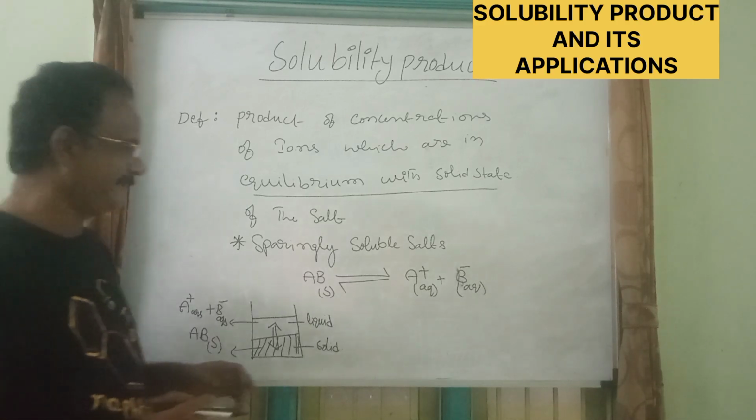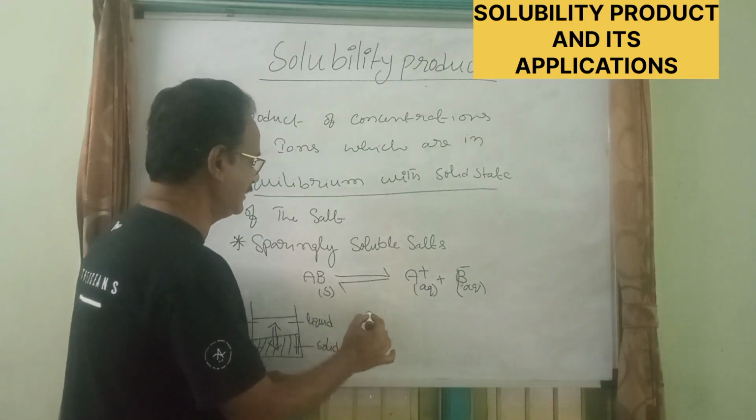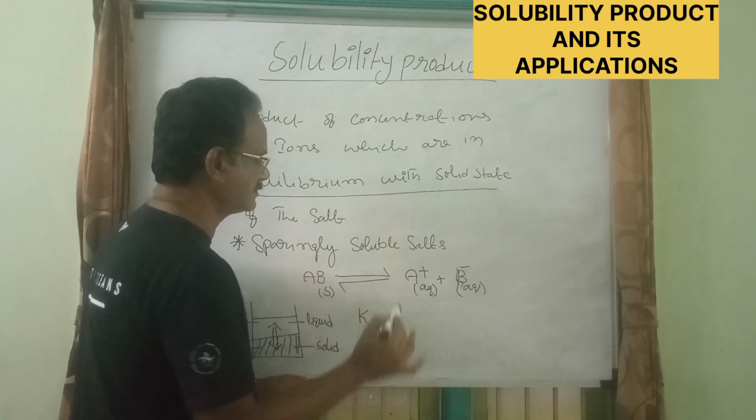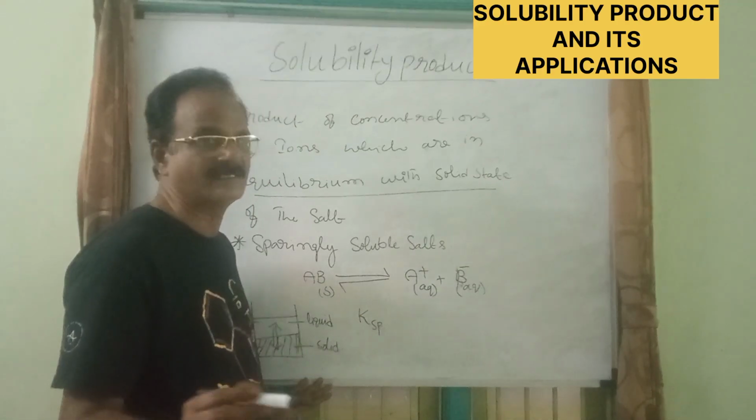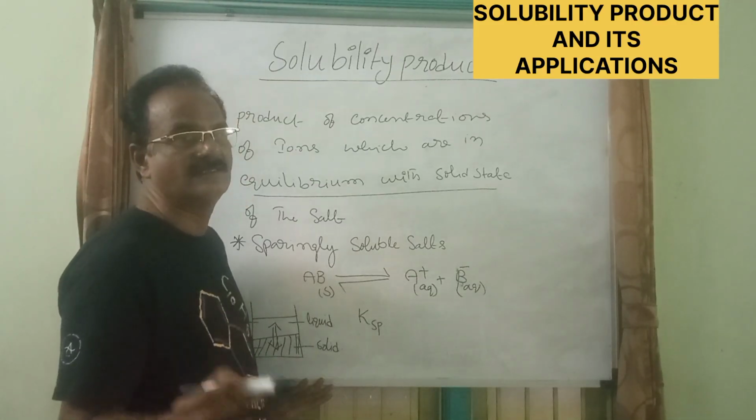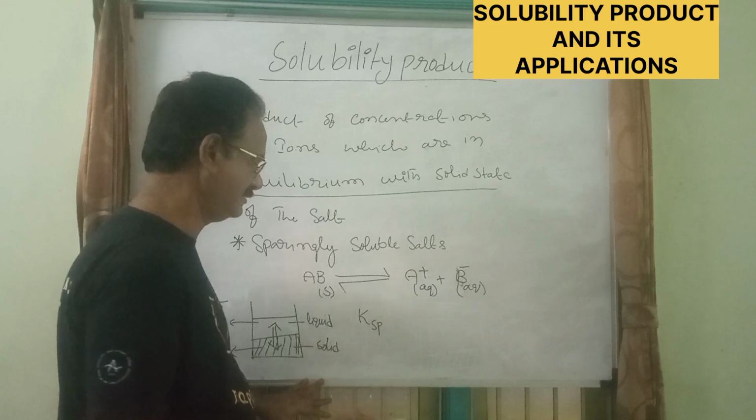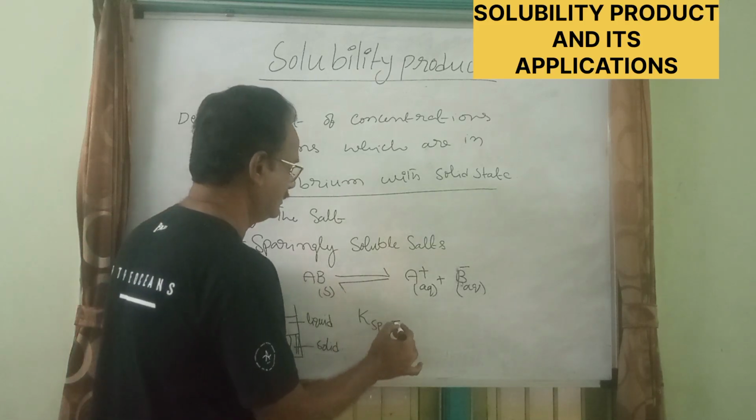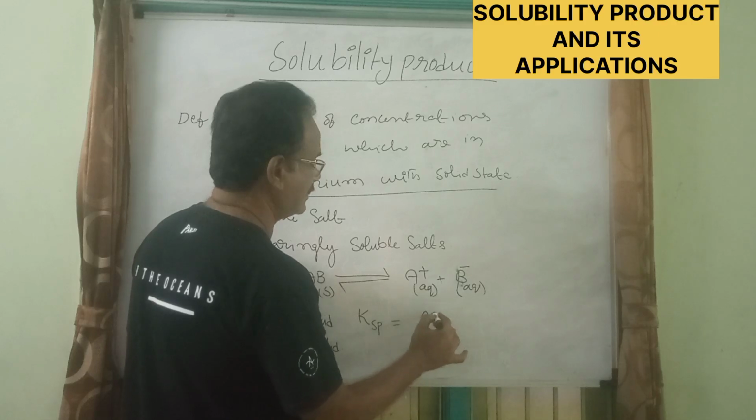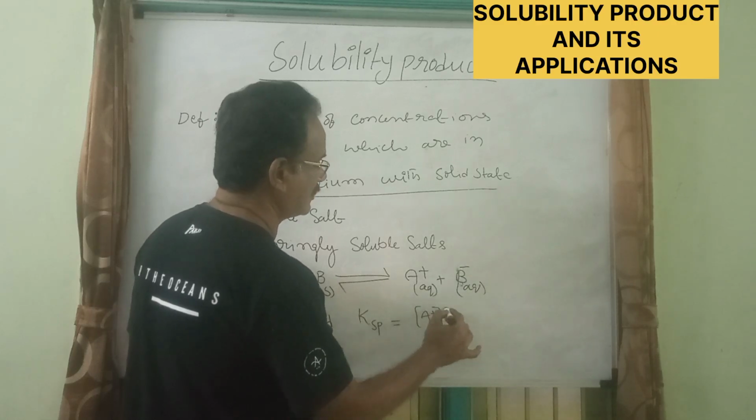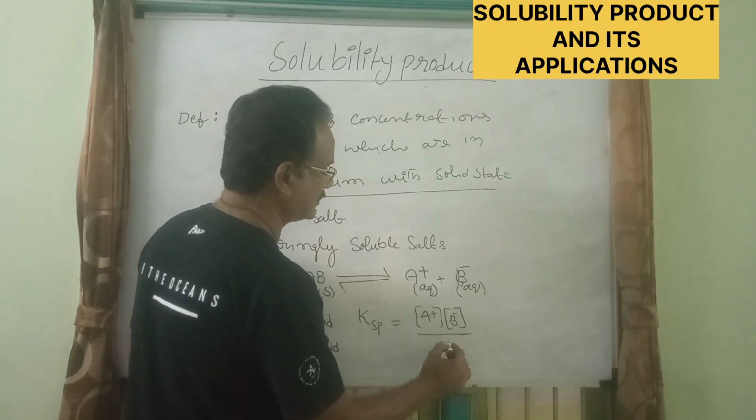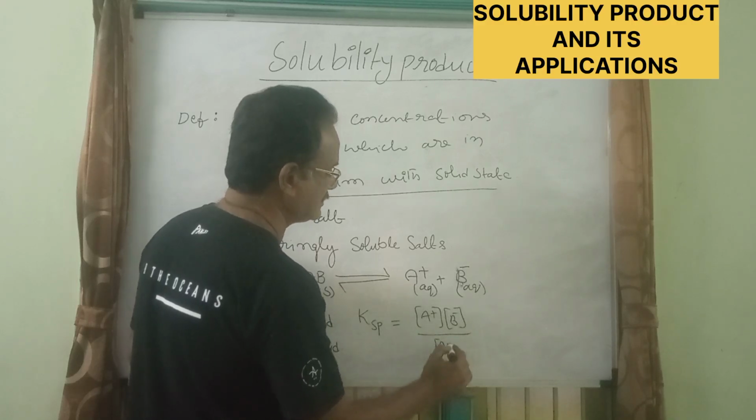So now let us see how we can write the expression here. KSP. Here SP denotes solubility product, K denotes constant. So overall KSP can be considered as solubility product constant. Let us see how we can write solubility product constant for this. The concentration of A plus into the concentration of B minus divided by the concentration of undissociated substance AB.